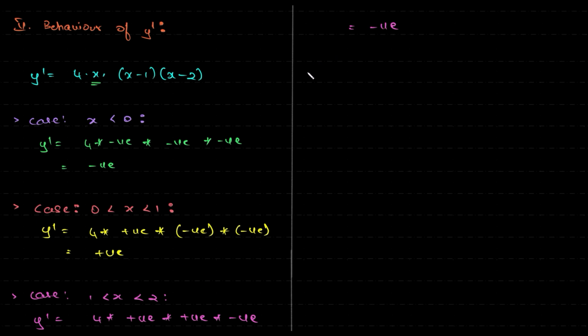And finally, we have the case x is greater than 2 but lesser than infinity. So let me change the color over here. Okay, so finally all of that y prime, all in all, is positive. So next is your final thing, your conclusion.